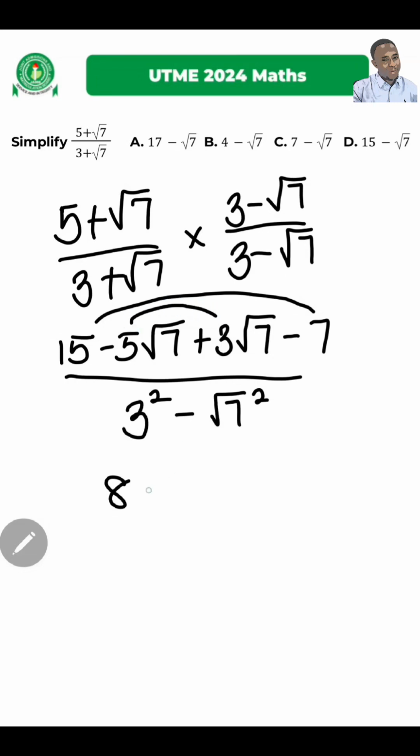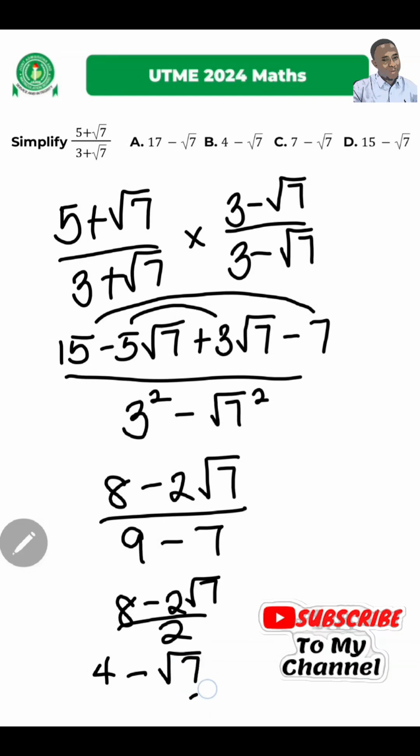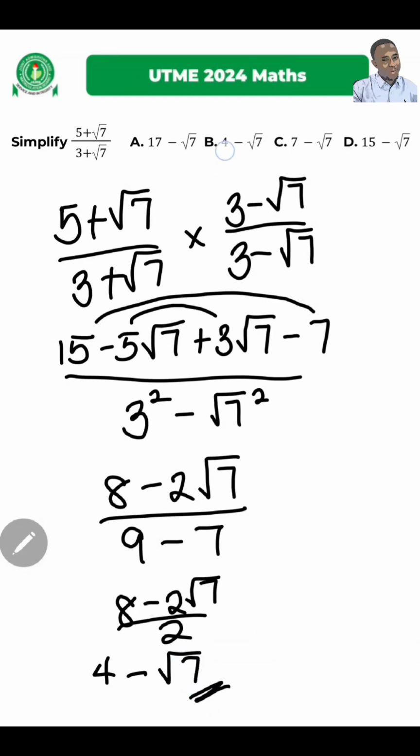Negative 5 plus 3 is negative 2. So I have negative 2 root 7, divided by 3 squared, which is 9, minus root 7 squared, which is 7. So I have 8 minus 2 root 7 over 2. 2 can divide 8 and 2. So I have 4 minus root 7 as my answer. That is option B.